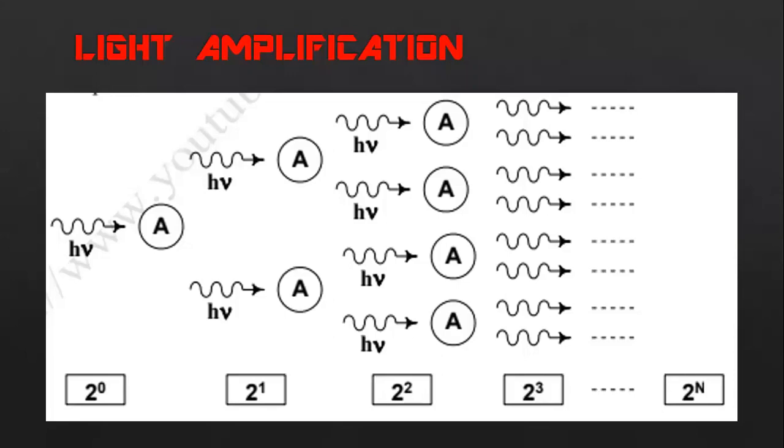These photons can further stimulate two more electrons, and the process continues in an exponential manner. Thus, by using one photon, we are able to cause stimulated emission in so many electrons.